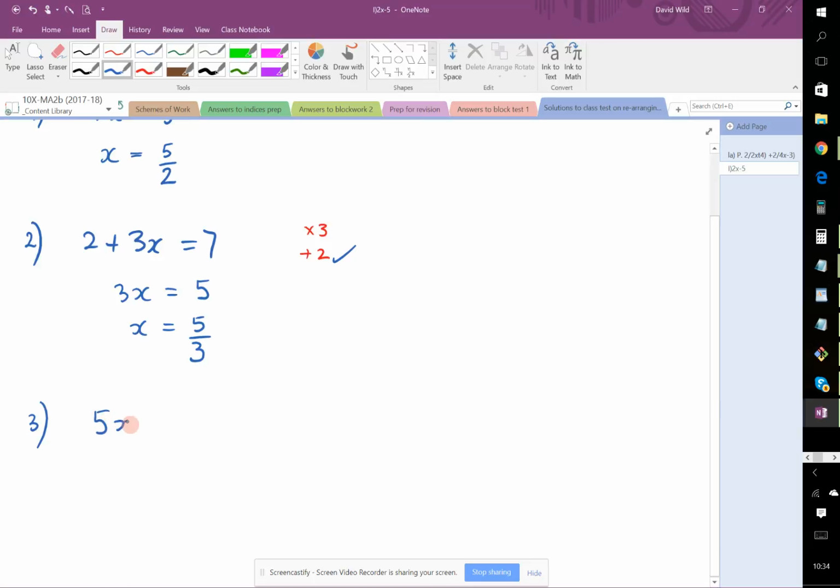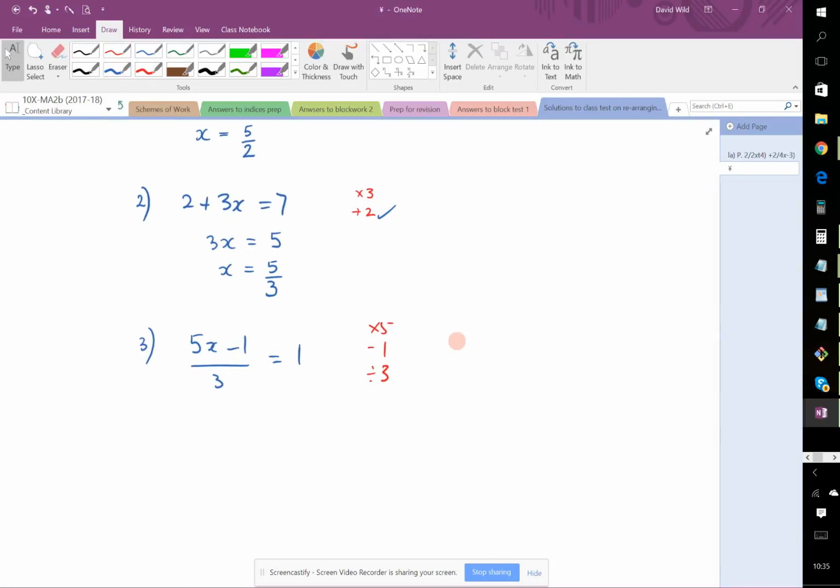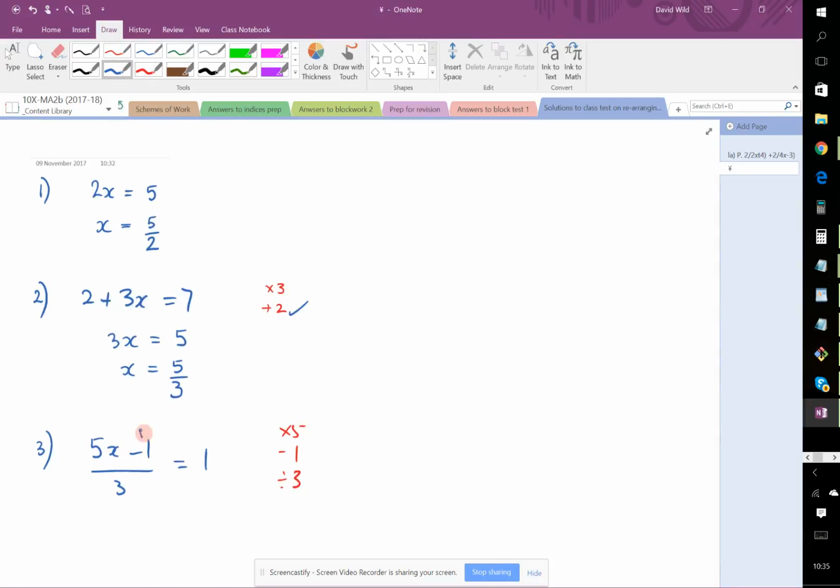Next one, 5x minus 1 all over 3 is 1. Again, if you're doing this construction method, look at my x. First thing I do is multiply by 5. Then I subtract 1 to get the numerator. Then I get to the denominator, divide by 3. So we go reverse. First, multiply both sides by 3.